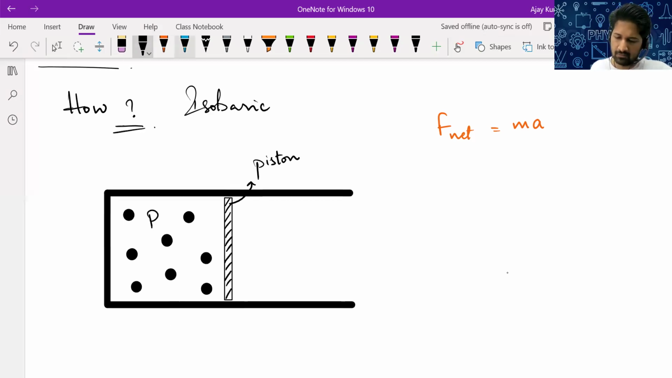Now, by means of that pressure, the gas molecules will be exerting some force on this piston outwards like this. Now, there will be pressure outside as well. Let's say the system is exposed to atmosphere on the outside. So, from outside, due to atmospheric pressure, there will be force on the piston.